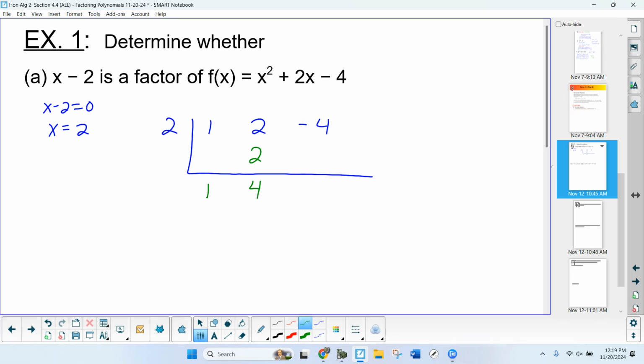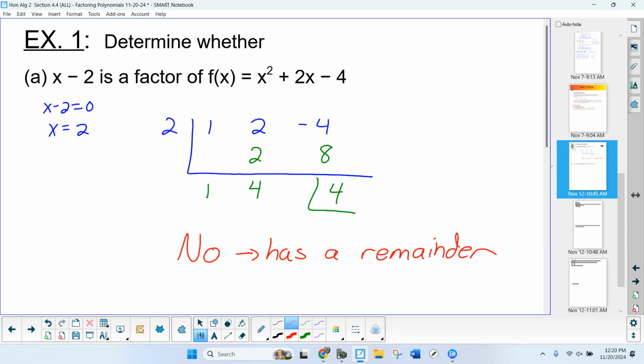Multiply? Add? And everybody said, is this a factor? Why not? Okay. It has a remainder other than 0. Okay. Not a factor.